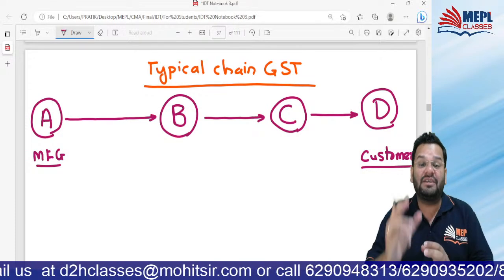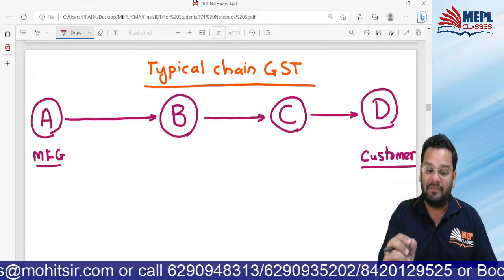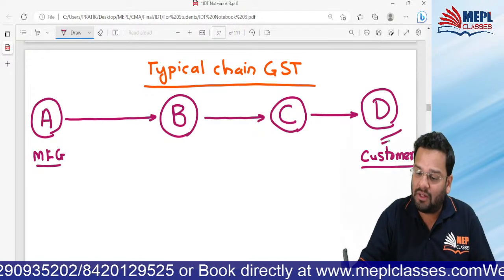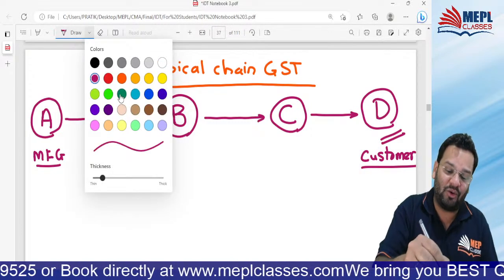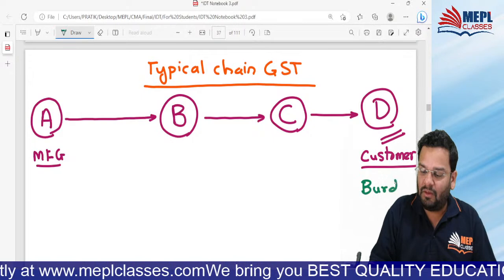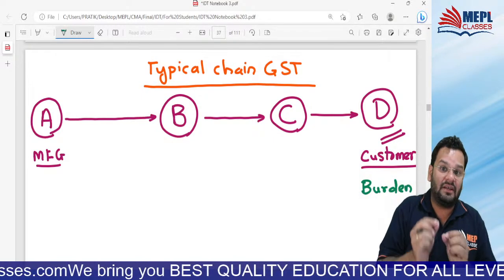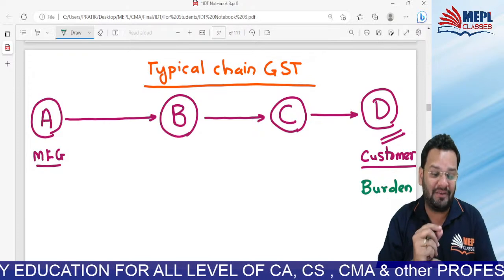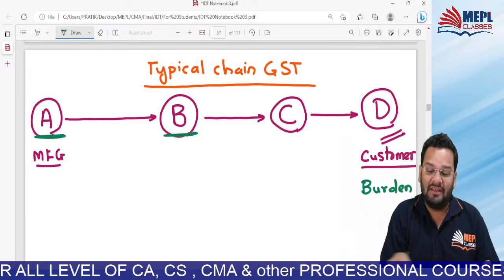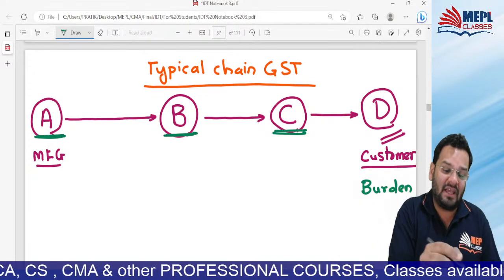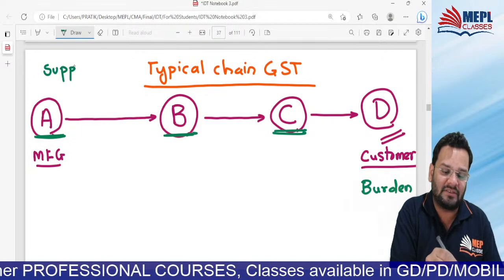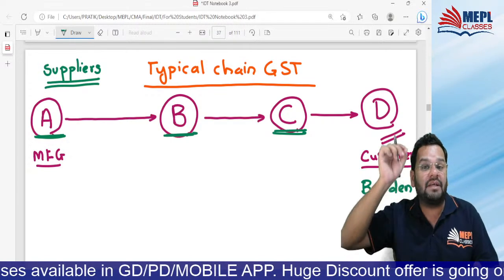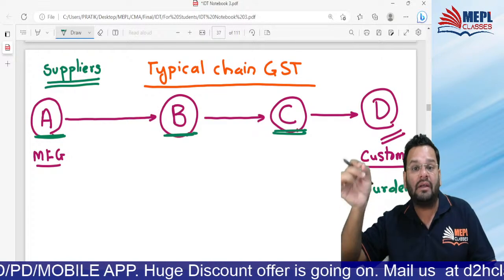Agreed? Now, very interesting point of any indirect tax is that the burden of this entire indirect tax is always on the end customer. So the end customer is always going to have the burden of GST. But in levy and collection, it is given who is liable to pay this GST to the government. It is the suppliers, this A, this B, and this C. A, B, and C are called suppliers. So suppliers will pay GST to the government, but the burden will be on the end customer.